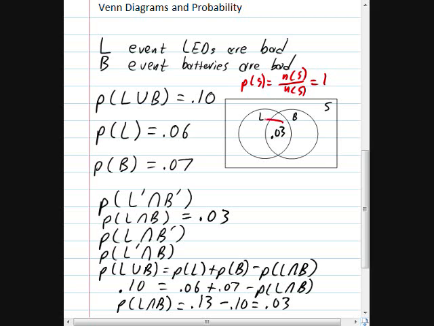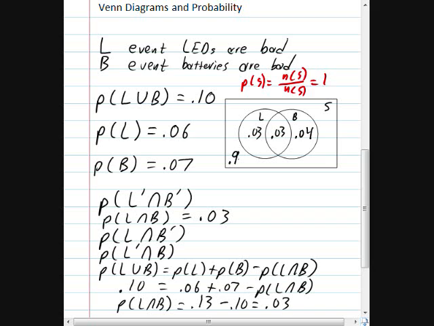Next, we know the total in L is 0.06. So if we've already used up 0.03, the missing piece is 0.03. Likewise, we know the total in B is 0.07. So if we've already used up 0.03, the missing piece is 0.04. And finally, we know that the total in S is 1. And if we've already used up 0.1, that leaves us with 0.9 outside of L and B. So now we can fill in the rest of these probabilities.